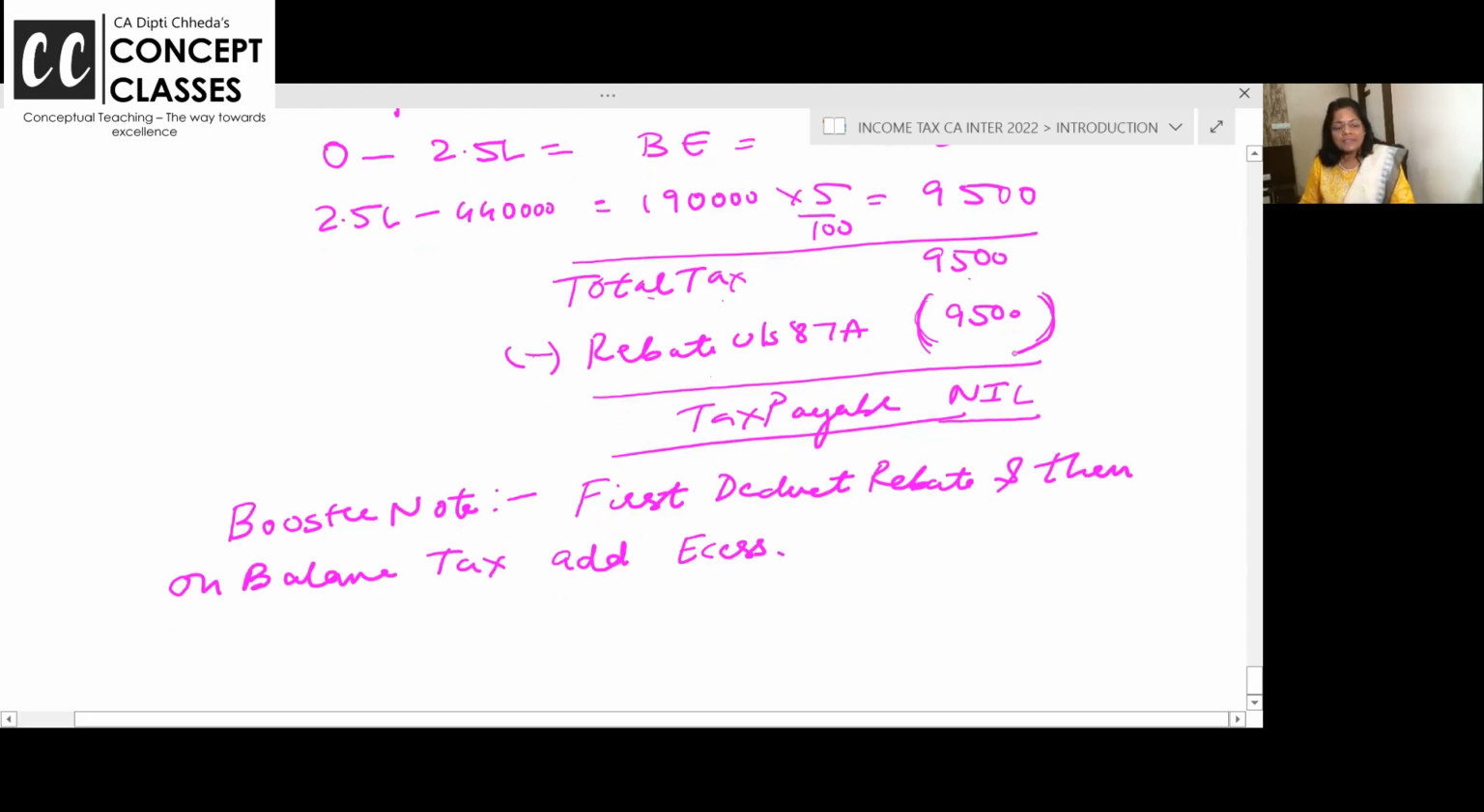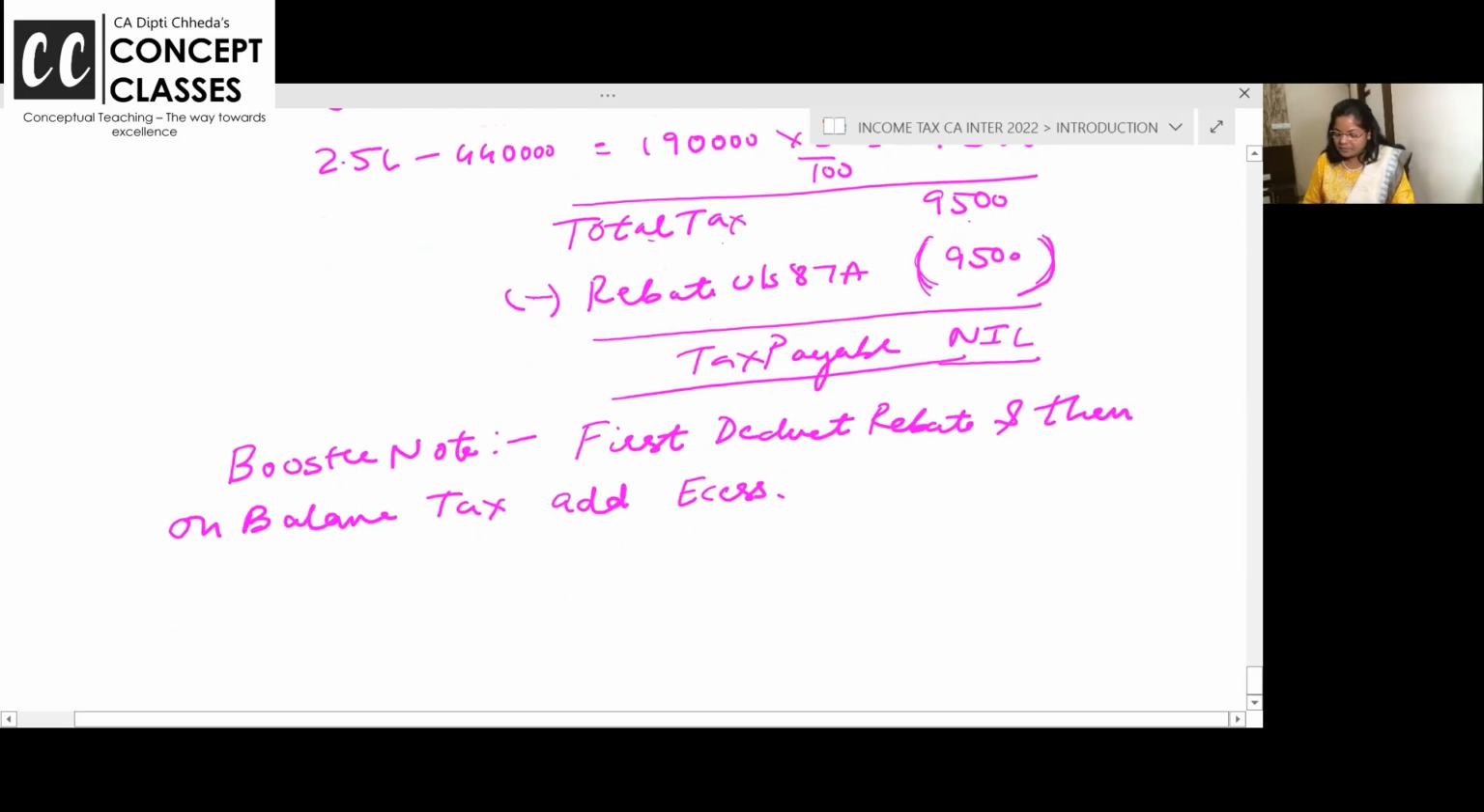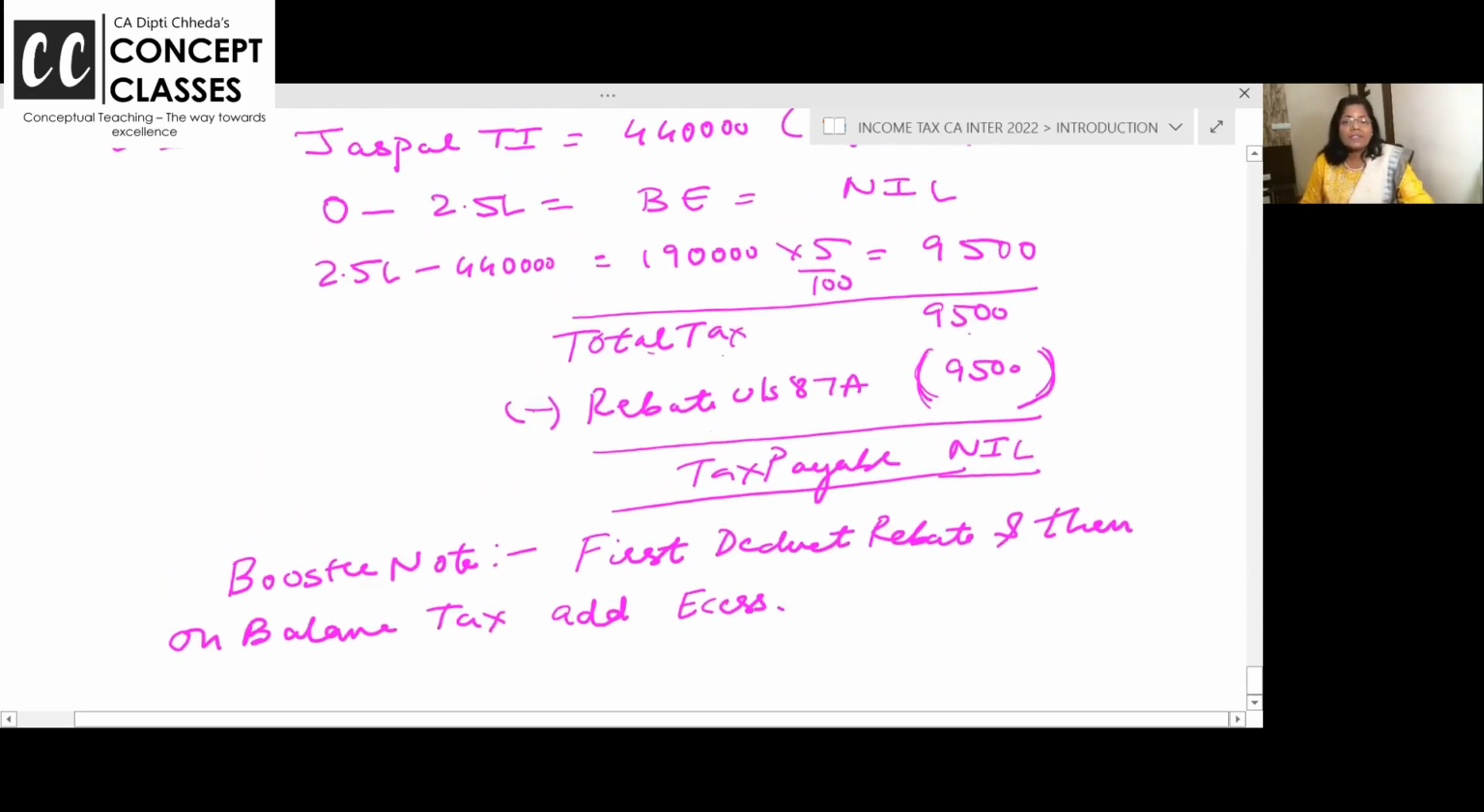Tax payable is nil. First deduct the rebate, then add the balance. You know, tomorrow I'll teach, there are some special incomes which are taxable at 20%. Lottery income is taxed at 30%. So calculate 30% tax and then give the rebate. If your total income is less than 5 lakh, whatever may be the income, you are eligible for rebate.